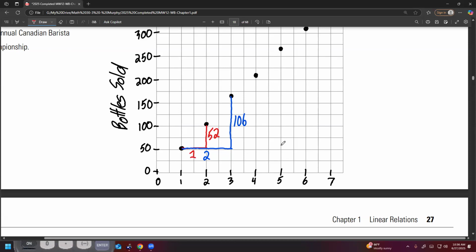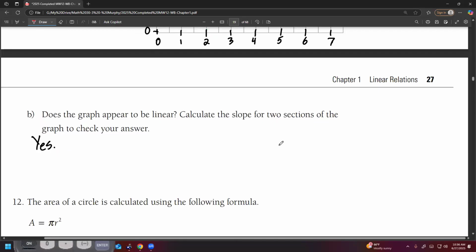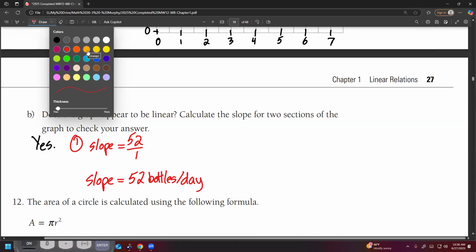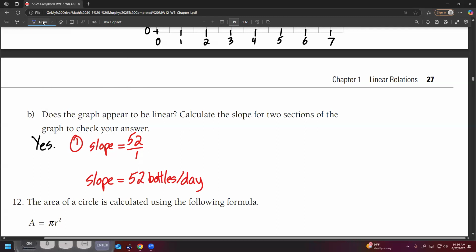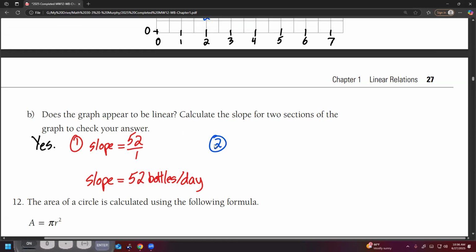And we'll get the slope for each. So the first one is slope equals 52 over 1. So our slope comes out to 52 bottles per day. That's the slope. And if we get the same slope for the next 2 points, for the next section of the graph, we could assume it will be linear. If it is not, it is non-linear.